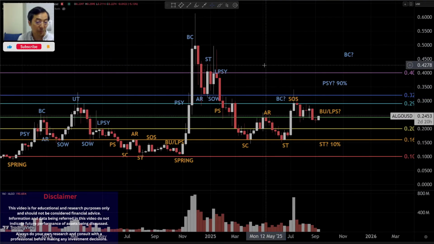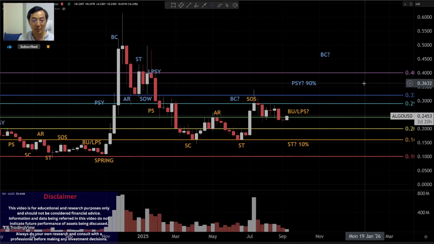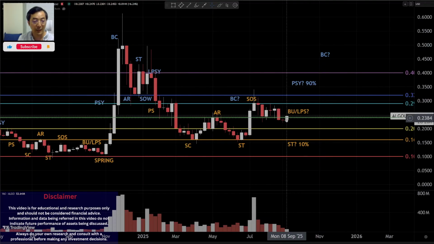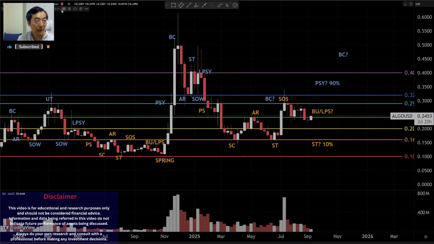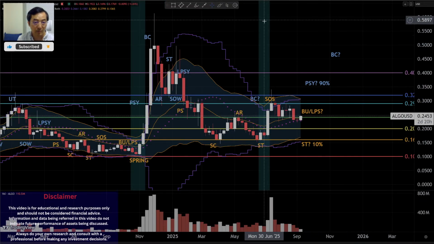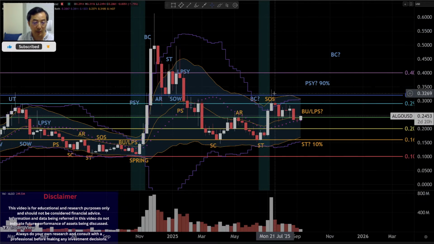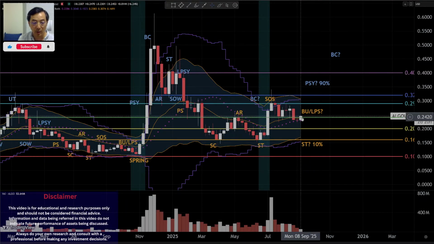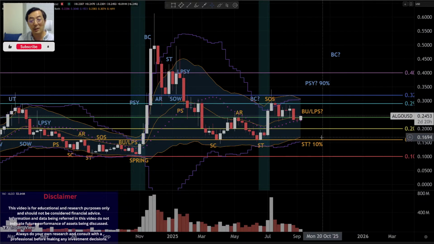So Wyckoff stages, you kind of already know, it looks like it's at a late stage of accumulation. If I turn on the Bollinger Band corner squeeze, the previous squeeze over here with this vertical shade, that was the squeeze period, and the price shot up and eventually comes down to where we are now. And the squeeze seems to be going to happen again.